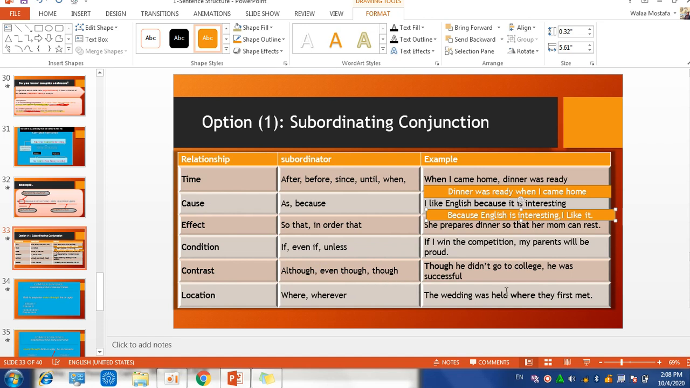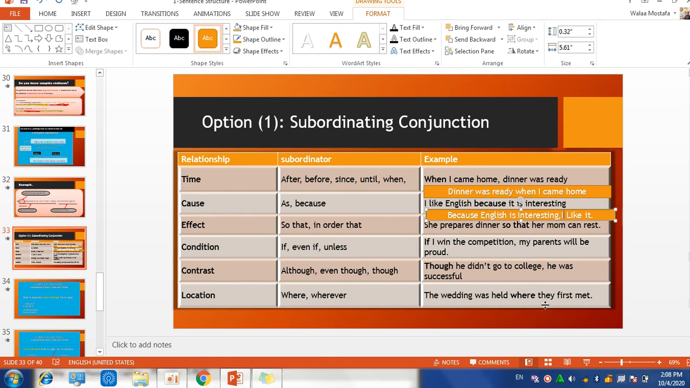Some introduce contrast, like but and yet in the coordinating. Although, even though, and though. Though he didn't go to college, he was successful. Switch. He was successful, though he didn't go to college. But remember, we don't put a comma. Although he didn't go to college, he was successful. He was successful, although he didn't go to college. Even though is the same.